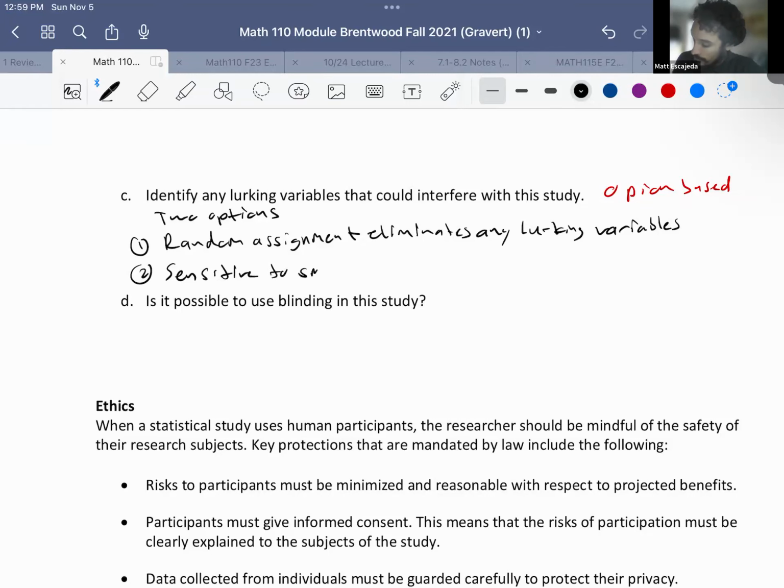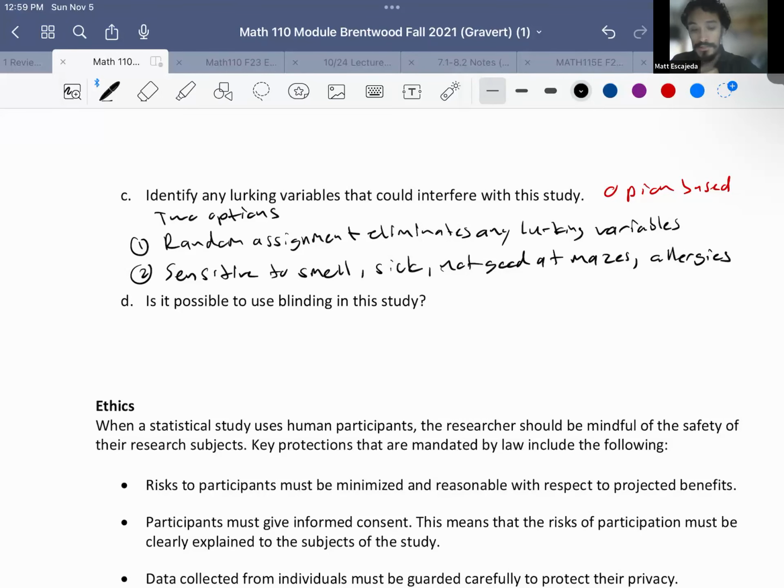Sensitive to smell, sick, not good at mazes, allergies. Okay, things like that.